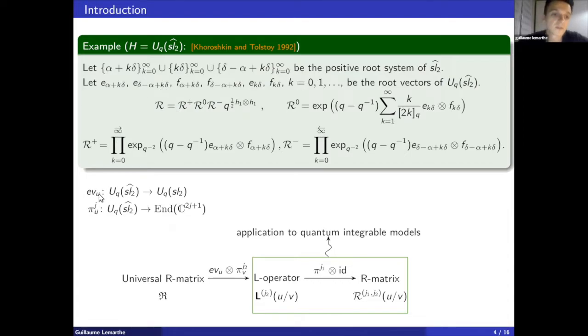So introduce the evaluation map from U_q(sl2 affine) to the finite dimensional representation pi_j(u), which maps U_q(sl2 affine) to some matrix with a spectral parameter u. And from this universal R matrix, through evaluation, you obtain L operators and R matrices. And this is what we use in quantum integrable systems.